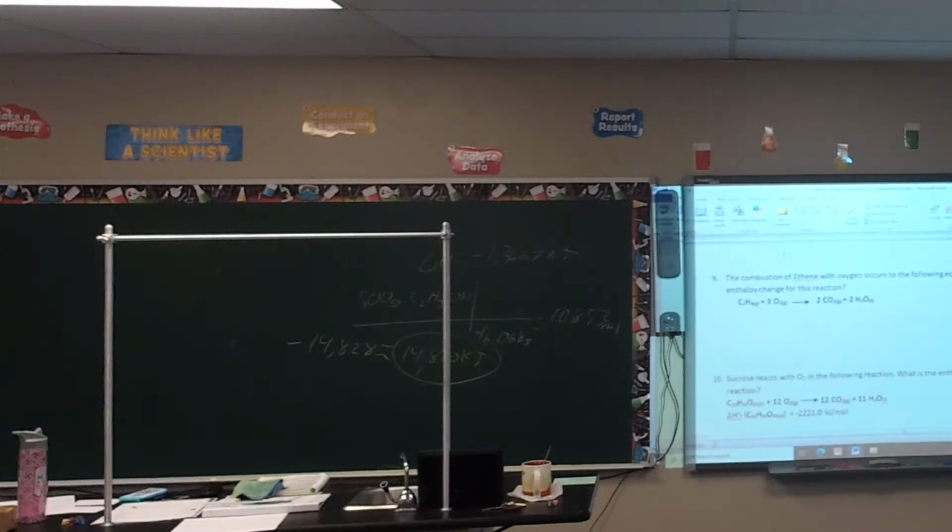So, the combustion of ethene with oxygen occurs in the following reaction. What is the enthalpy change for this reaction? So, what table did you use to figure this out? The 6.2 table. Yep, on page 4. So go ahead and start solving on your own. I'll help you in a second if you have no idea what you're doing anymore.